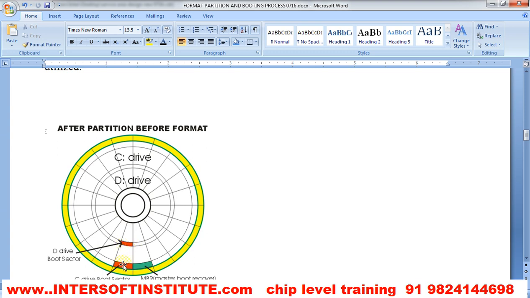Here all the details of the tracks and sectors and the number of cylinders are included in the partitions C and D. This is one platter surface. This is your one platter surface.